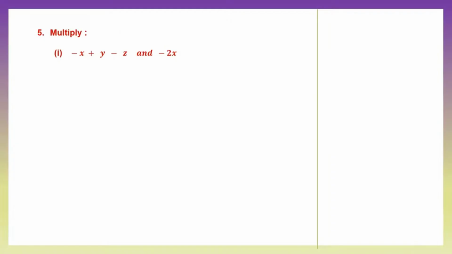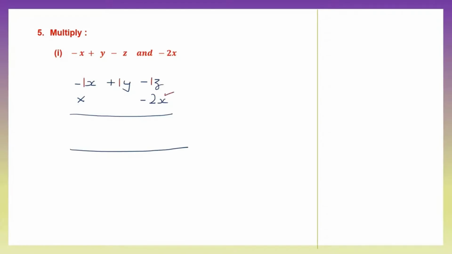So now we are doing the fifth one, first one. So here we have minus x plus y minus z and minus 2x. So let's write that down. Minus x plus y minus z. We are multiplying it by minus 2x. Okay, so let's do that. Now let's write down whatever is missing. So I have 1 here. I'll put 1 here to make our work easier.